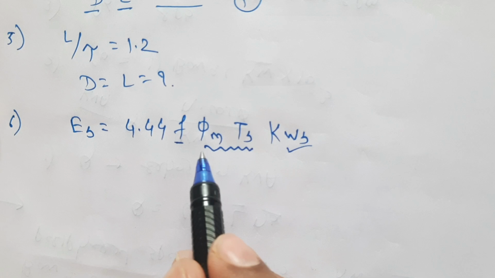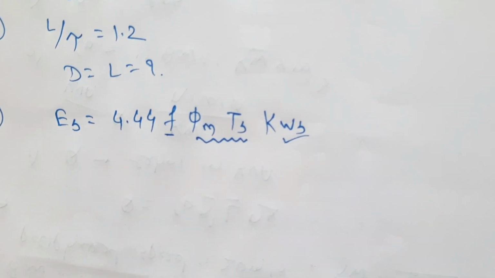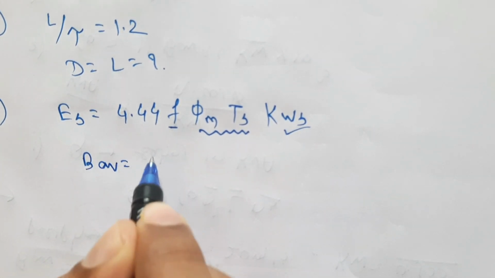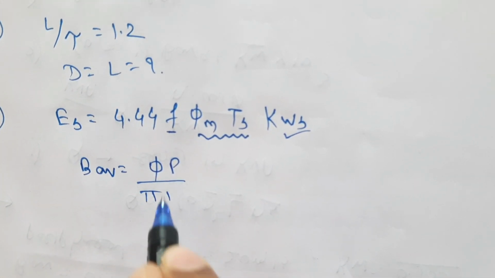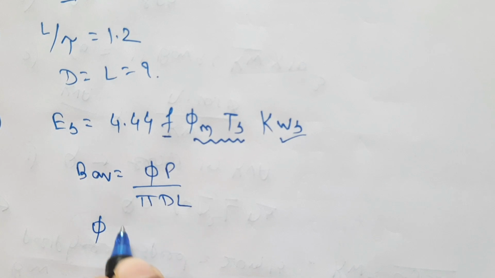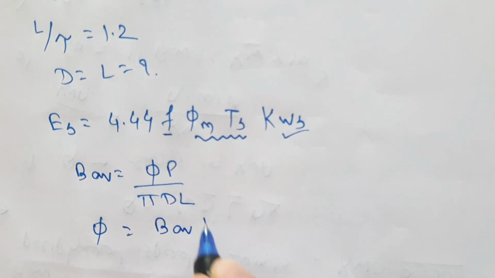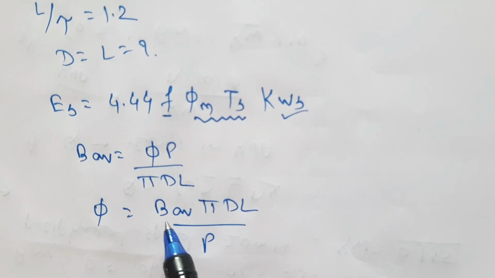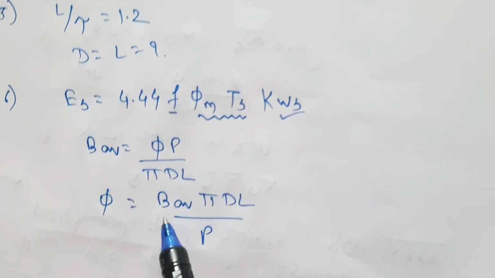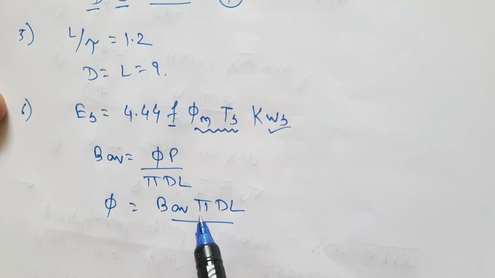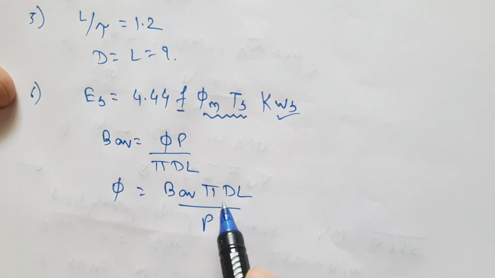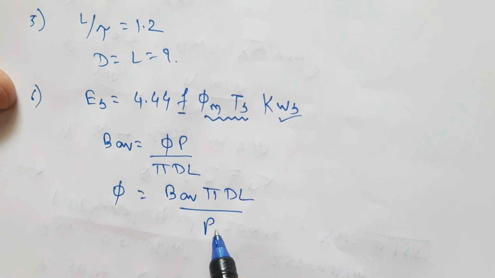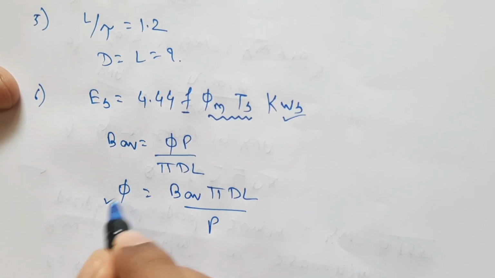Therefore, first we have to find either phi m or TS. We know the relation for phi m, that is BAV is equal to phi p divided by pi DL. From this, phi is equal to BAV into pi DL divided by p. We know the value of BAV, that is 0.5 Weber per meter square, and the value of pi is 3.14. D and L we already found in the earlier step. We have the value of P, that is number of poles. From this, we will get the value of phi.